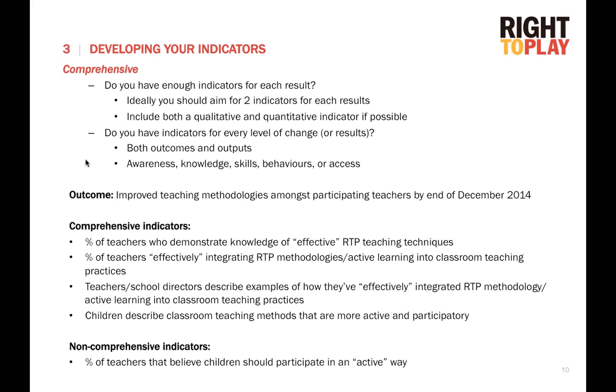Also, sometimes donors specify how many indicators they want to see. So maybe we have to combine indicators into one to reach the donor requirements. You also want to make sure that you have indicators for every level of change. So again, for both your outputs and your outcomes. But also you want to make sure that your indicators cover changes in access, changes in awareness, knowledge, skills, and behavior, so that you're able to really see if you're having results on each of these levels.